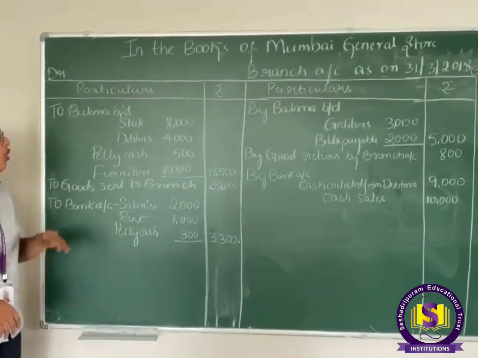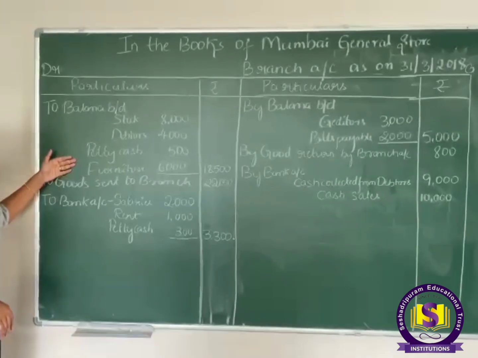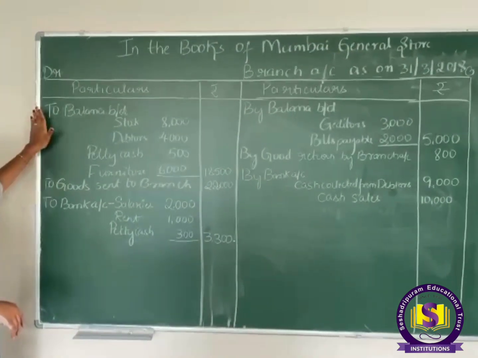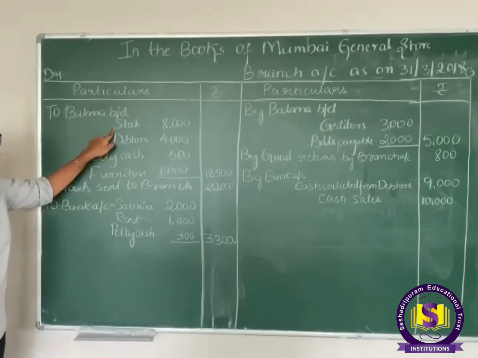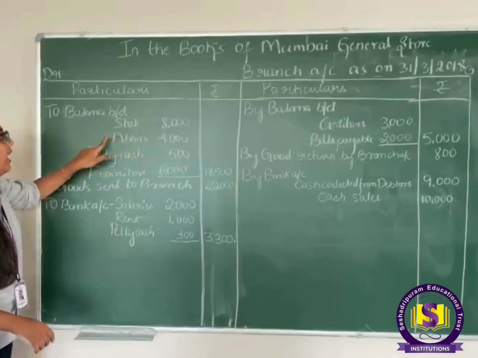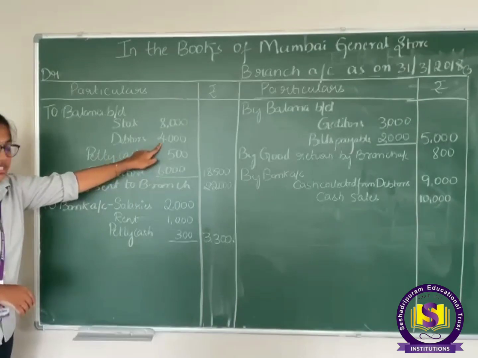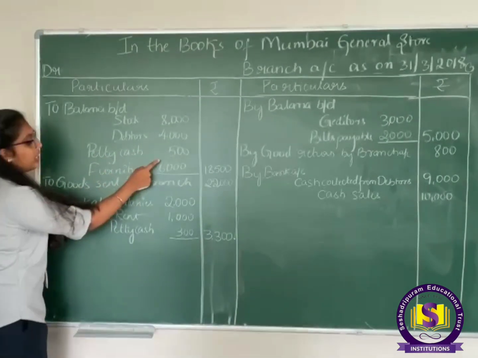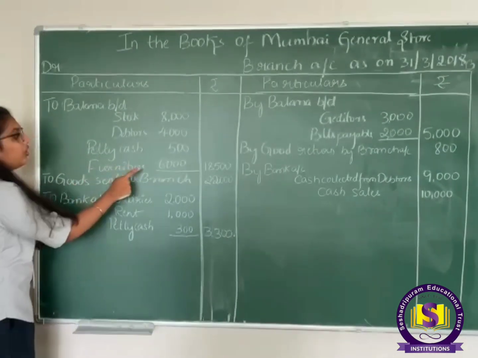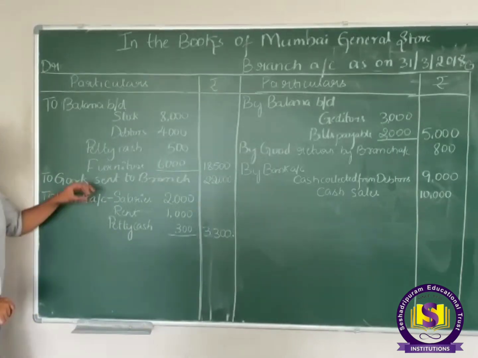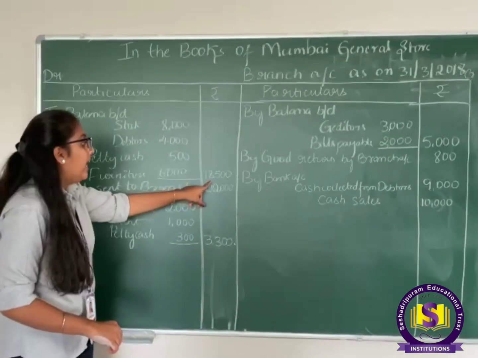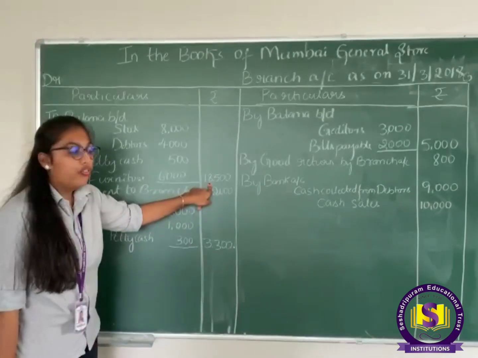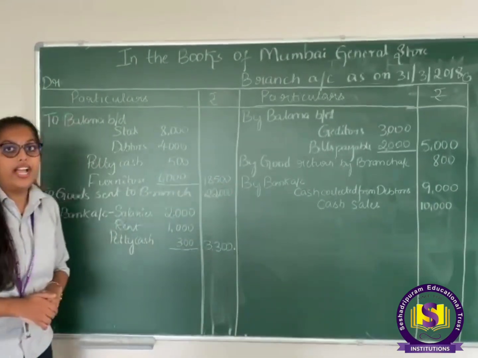First we have to bring down all the assets of the head office on the debit side of the branch account. First we have stock of rupees 8,000, debtors of rupees 4,000, petty cash of rupees 500, and furniture of rupees 6,000. We have to add all these opening assets and put the total in the outer column, rupees 18,500.